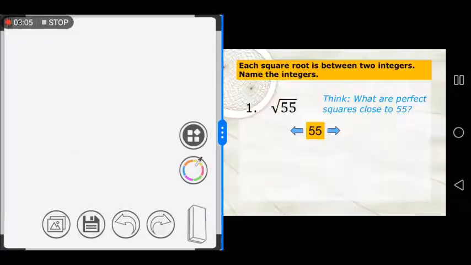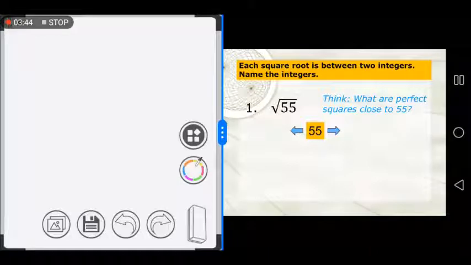So, now, since meron tayong non-perfect square numbers, since we're not going to use calculators, what we can do is to just estimate. Pag sinabing estimate, aalamin lang natin in between which two integers does the given square root of a non-perfect square number lie, no po? So, nasa pagitan ng dalawang perfect square number yung given nating number. So, yun yung una nating magiging step.